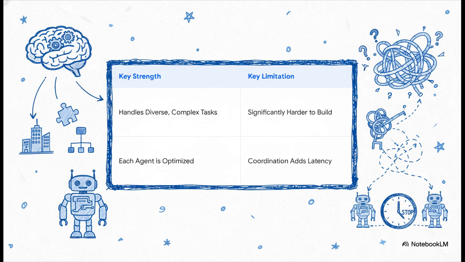A quick word of warning here, you should only use this pattern when a single agent really can't handle the job. Because while a team of AIs can tackle some incredibly complex problems, the difficulty of building, debugging, and paying for it all goes up a lot. Don't reach for this one unless you absolutely have to.